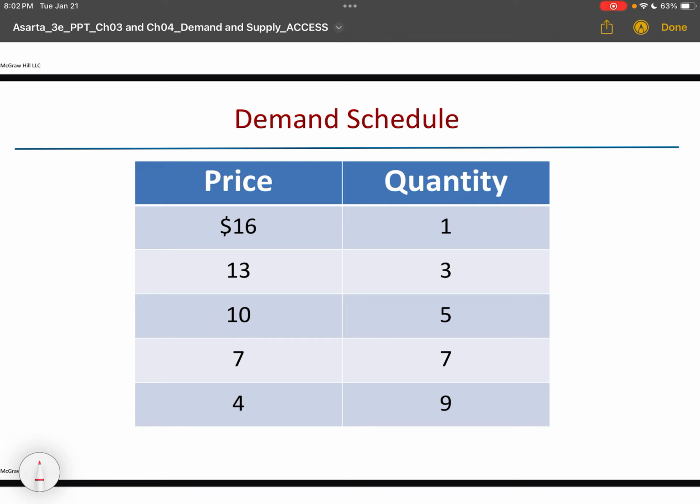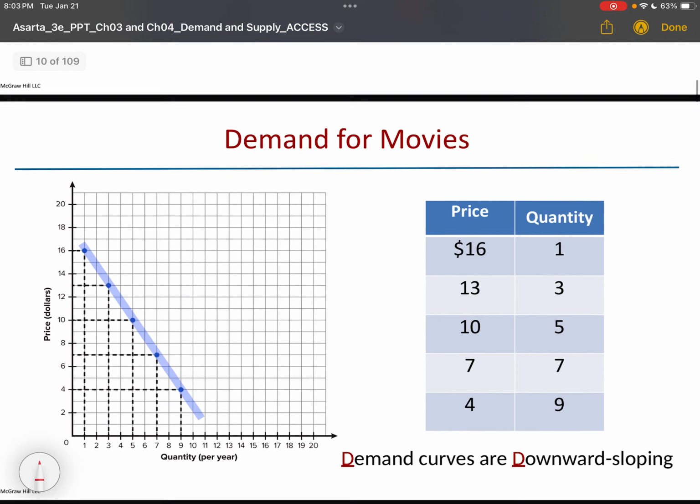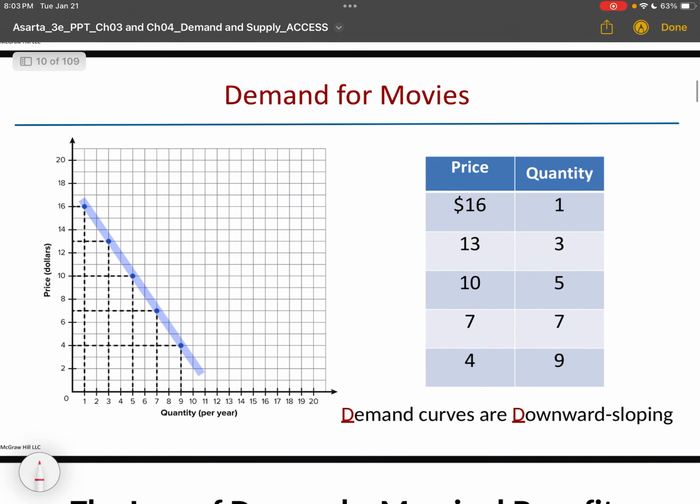So we have the price here. You can see that the price is falling, and here the quantity, as you go down the list, is rising. As you go down the list, the quantity is rising. As you go down the list, the price is falling. That is necessary for us to draw the demand curve like so.